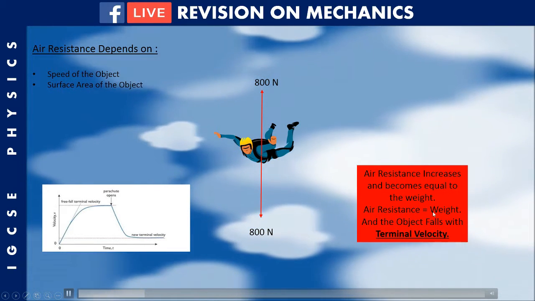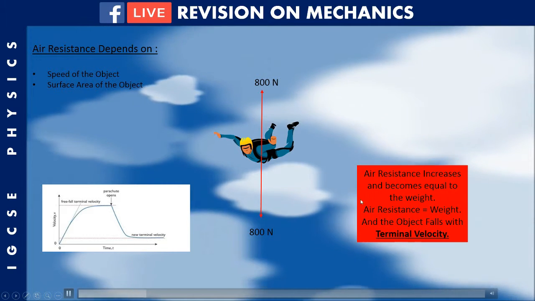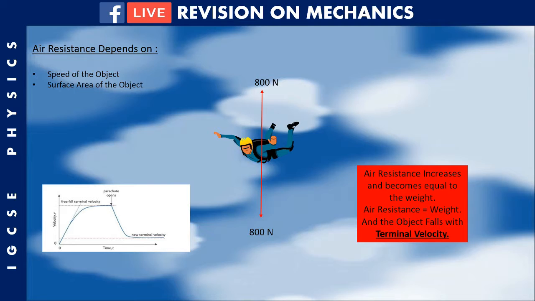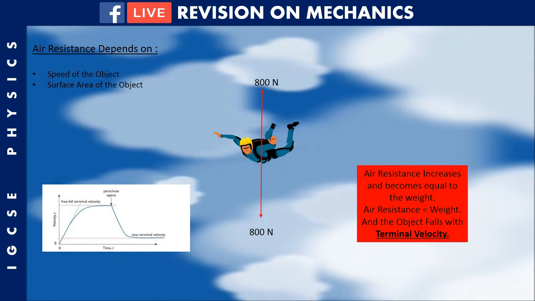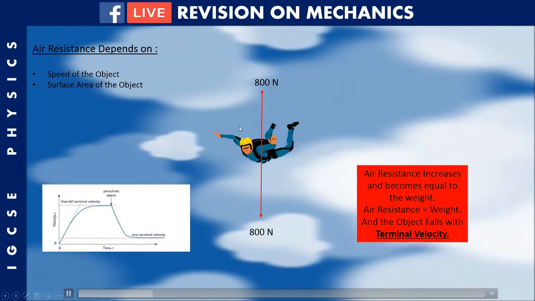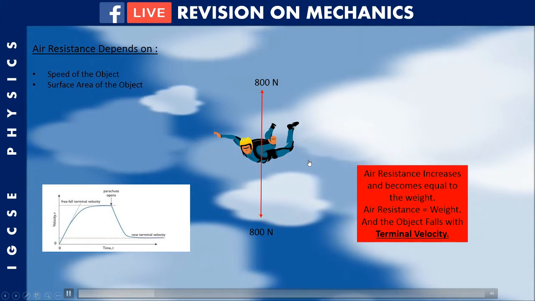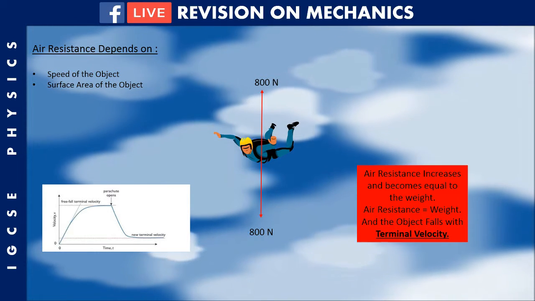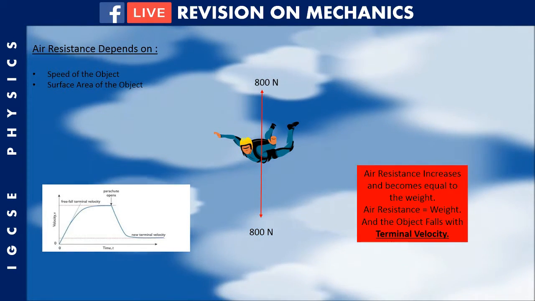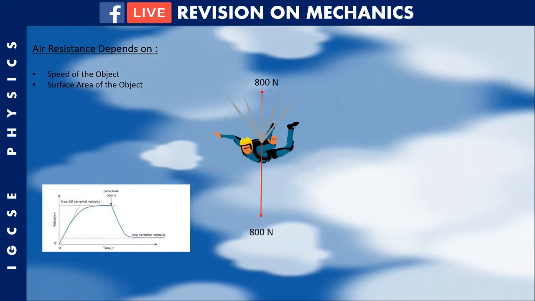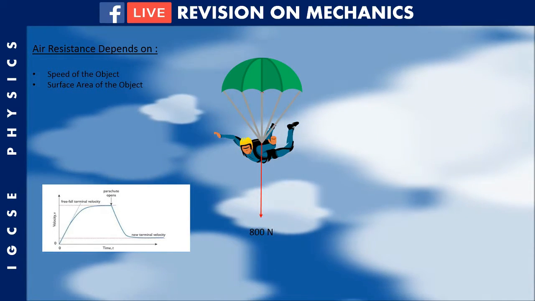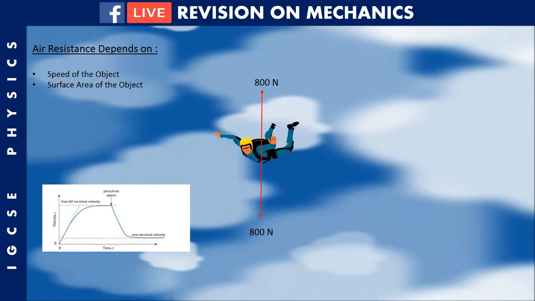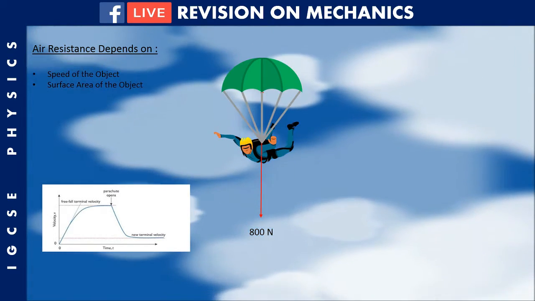Air resistance equals weight, and according to Newton's first law, when all the forces acting on an object are balanced, the object will fall with a constant velocity, right? In this case, the person will fall with a constant velocity, and this is known as the terminal velocity. So, the person is trained in such a way that when he knows that he is falling at terminal velocity, he will open his parachute.